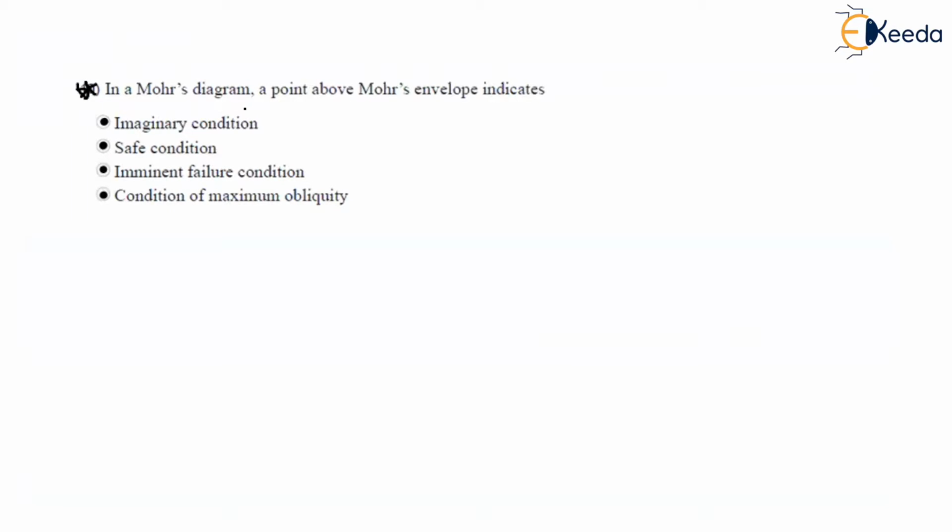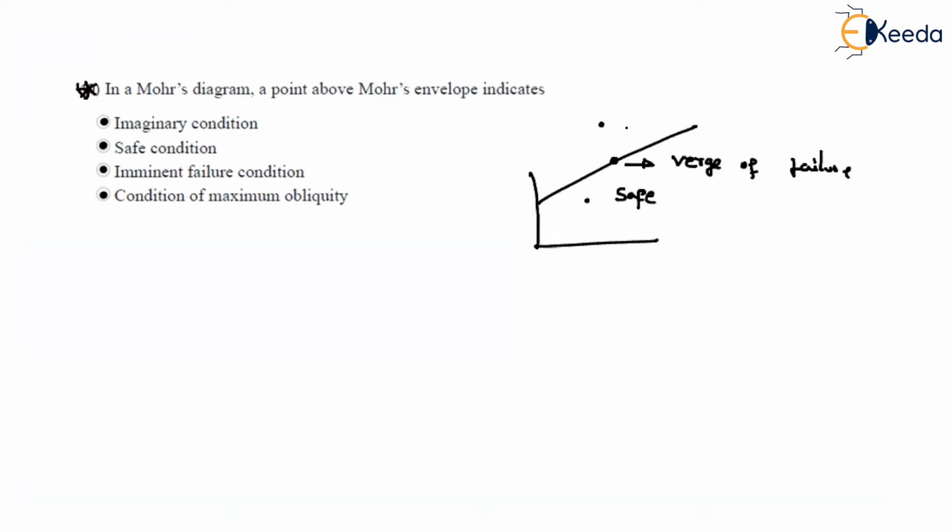In a Mohr circle diagram, a point above the Mohr circle involves what? Suppose we see how the Mohr circle envelope reflects this. Imagine if any point comes below this line, that means our soil is safe. If any point is touching the line, then we will say that it is on the verge of failure. Now, what about any point above this line? We will say that the failure will occur.